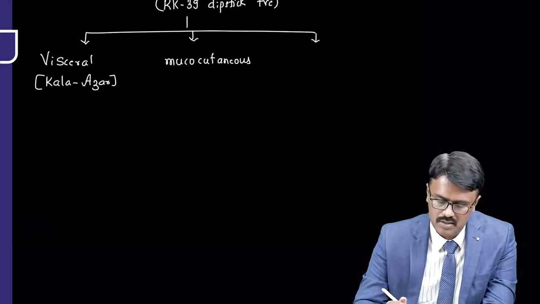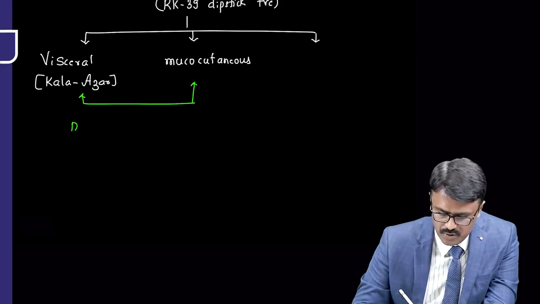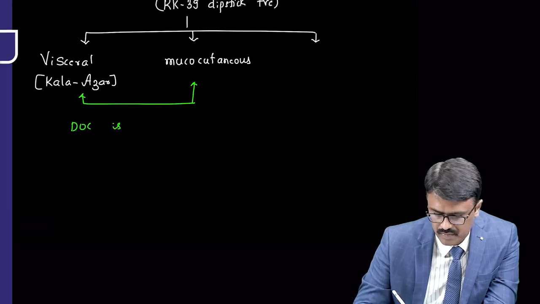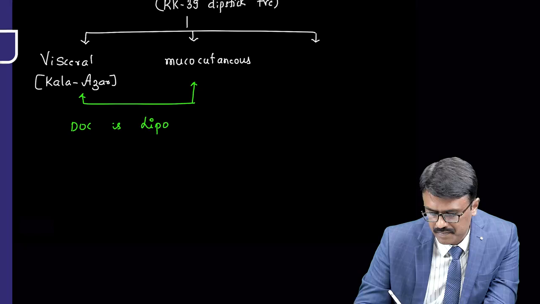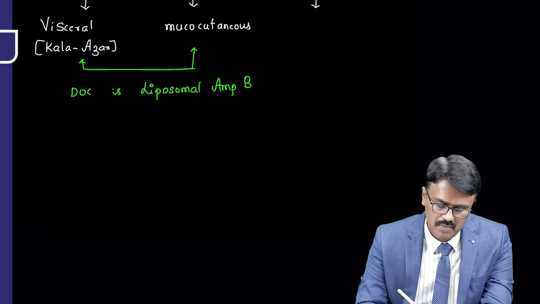So for both of these leishmaniasis, what is the drug of choice? The drug of choice is liposomal amphotericin B. So liposomal amphotericin B is the drug of choice.